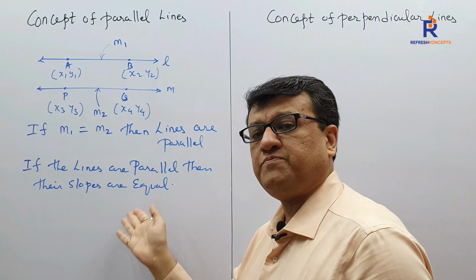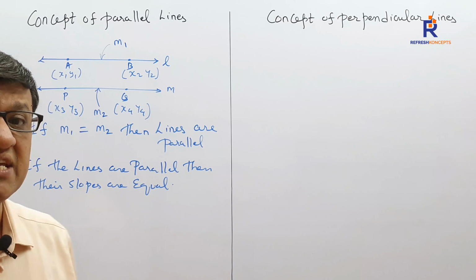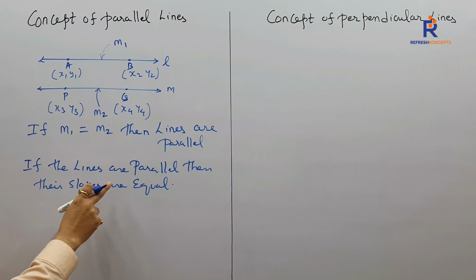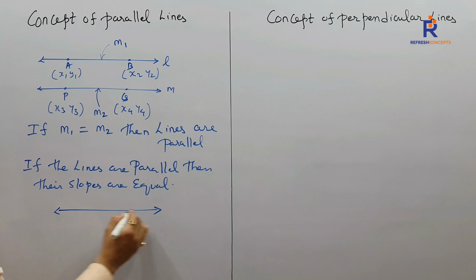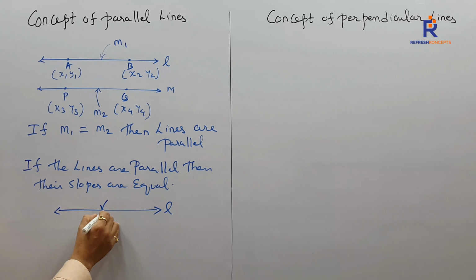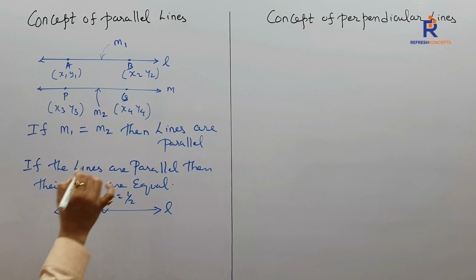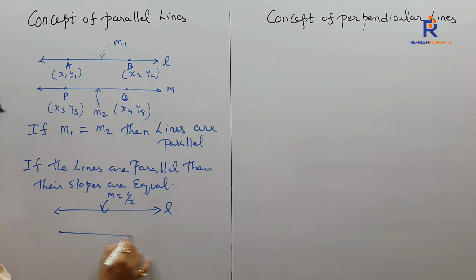So when I am going to use this particular statement, if the lines are parallel, say for example, there is one line L whose slope is given to me, m1, which is half. There is one line M.